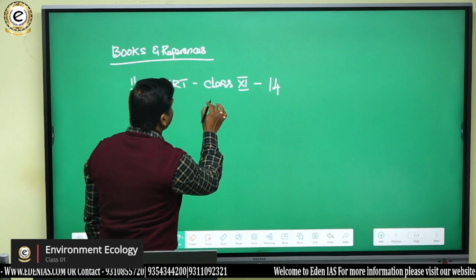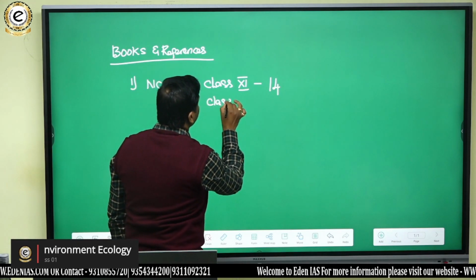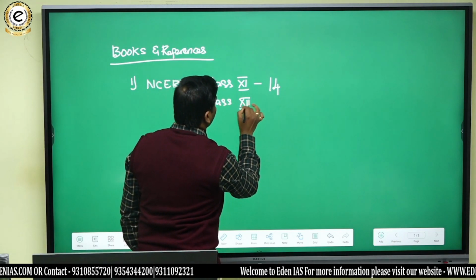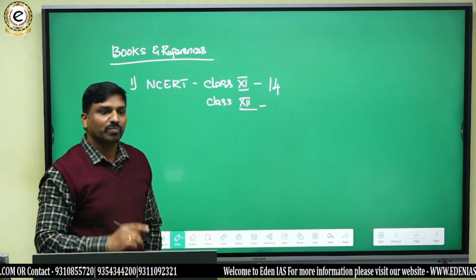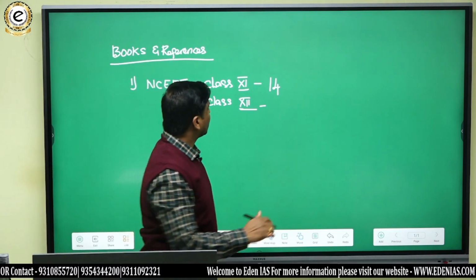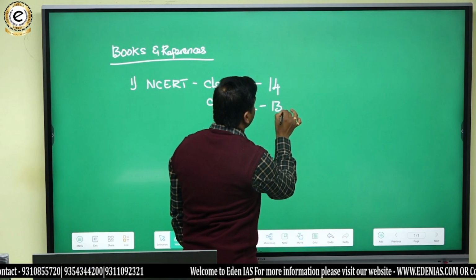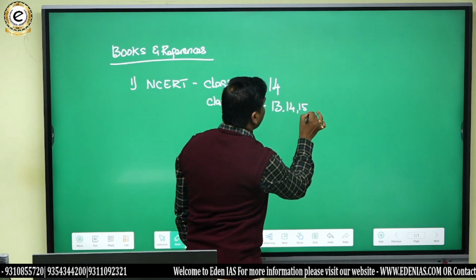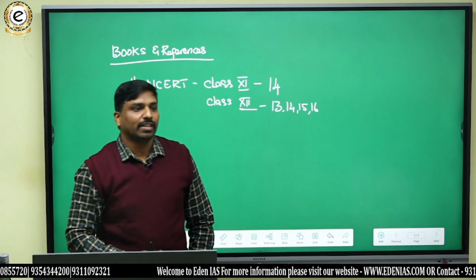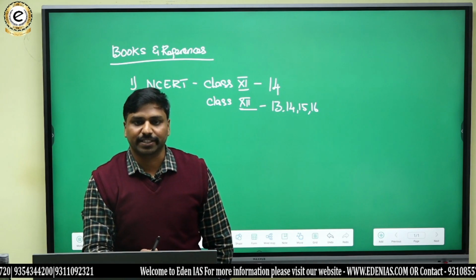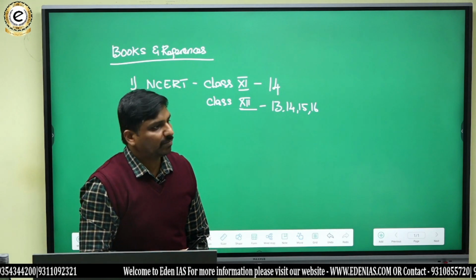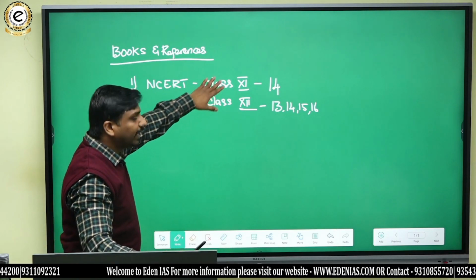And apart from that, in NCERT only, from the class 12 perspective, there is unit 10, which consists of chapters 13, 14, 15, and 16. These are related to environment and ecology. So you should read these things first.